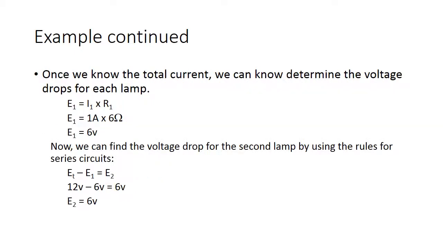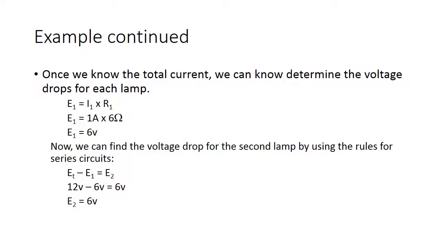We'll use this information to solve for the last unknown, which are the individual voltage drops. So once we know the total current, we can determine the voltage drops for each lamp. The way that we do that is we take the resistance value of the lamp and we multiply it by the current value, which is going to be 1 amp. So our formula will be voltage drop 1 at the lamp will be current 1 times resistance value 1. Since the current is the same at all points in the circuit, we can just plug in our 1 amp, we multiply that by 6 ohms, and we find that our first lamp has a voltage drop of 6 volts.